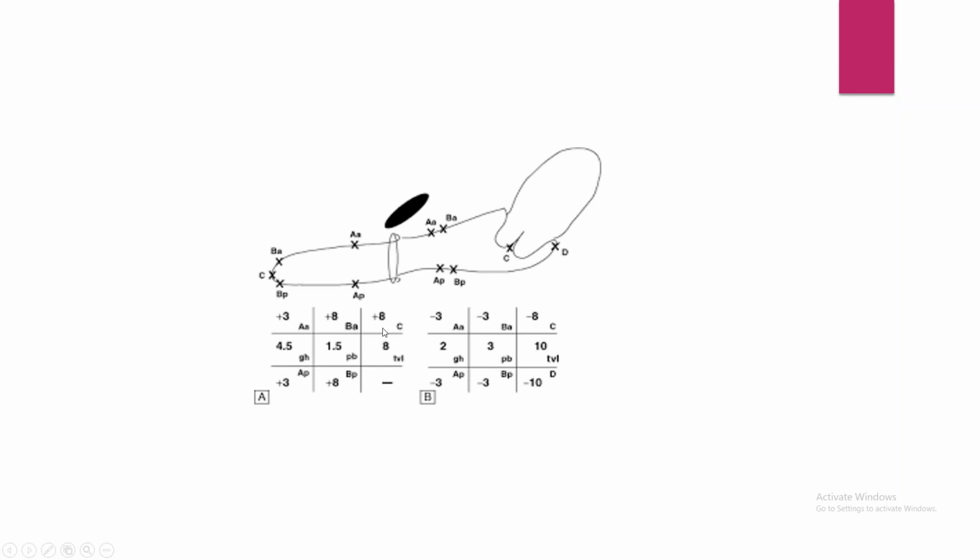Yes, ma'am. Now C point is again 8, that means also TVL minus 2, so it is also stage 4. That means it is complete procidentia. If the TVL is 10 also, it will become stage 4 because 10 minus 2 is 8. So anything 8 or more becomes stage 4. Less than 8 will become stage 3.